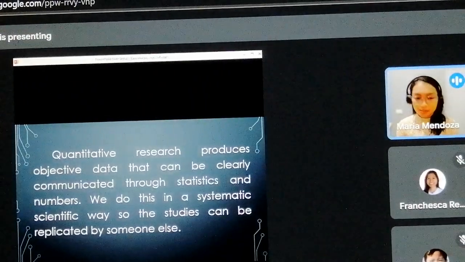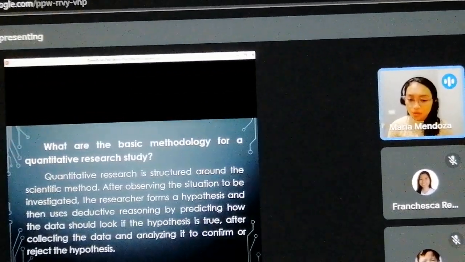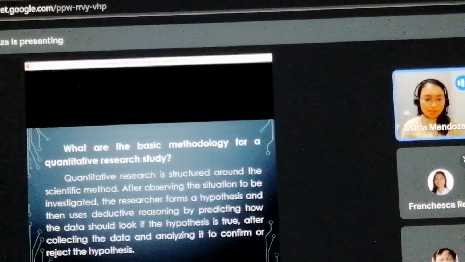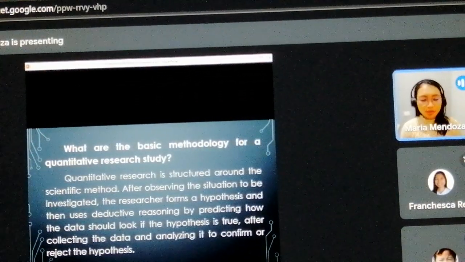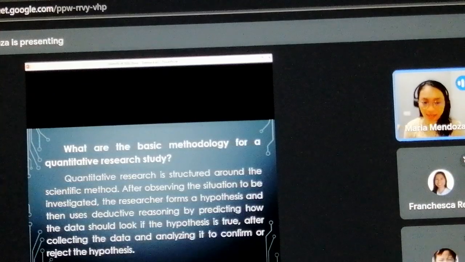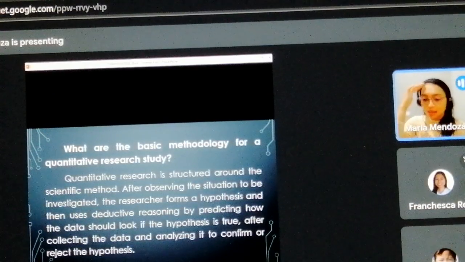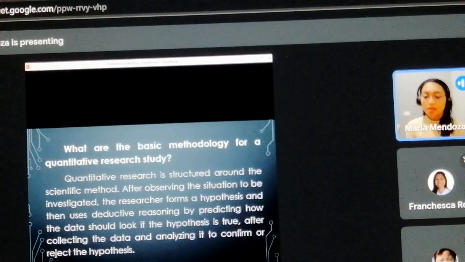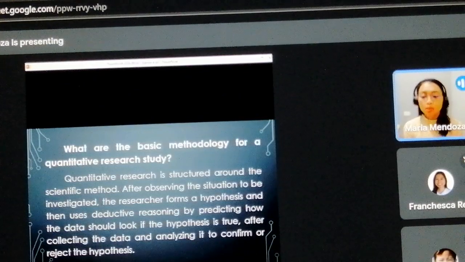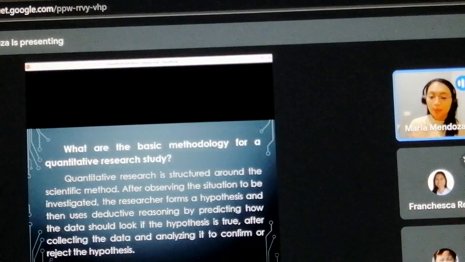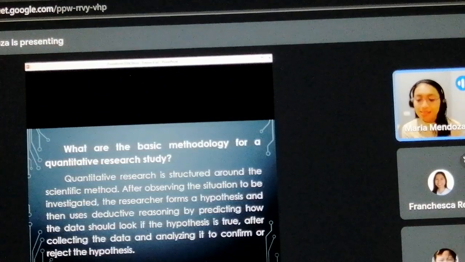Okay? So, let's continue. What are the basic methodology for a quantitative research study? Quantitative research is structured around the scientific method. After observing the situation to be investigated, the researcher forms a hypothesis and then uses deductive reasoning. When we say deductive reasoning, that is what we do on social issues. Okay? From a very broad umbrella term, social issues, we choose one, which is pollution. After choosing pollution, we choose one, which is water pollution. After choosing water pollution, we're still going to trim it down, because it still feels very broad.